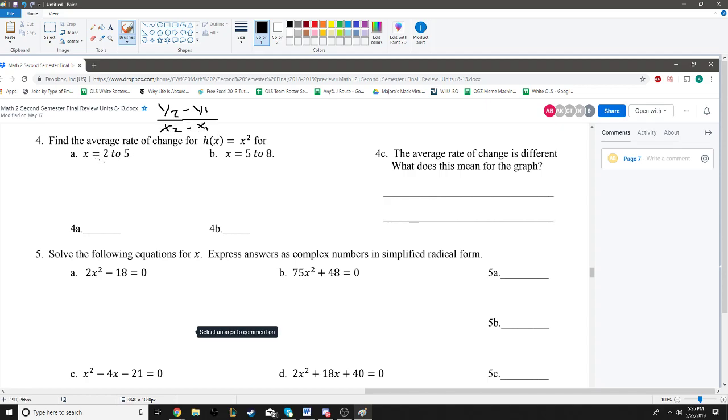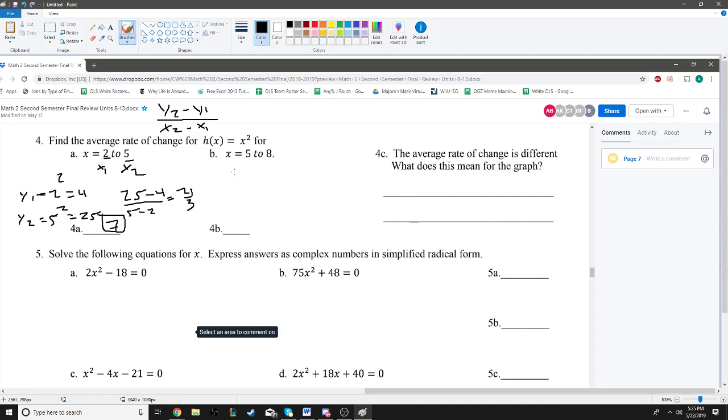Okay, so this number right here, that's x1 because that's the first x. That's x2 because that's the second x. We need to plug it into that function. So y1 is equal to 2 squared, which is 4. y2 is equal to 5 squared, which is 25. So you plug it into the rate of change, you have 25 minus 4, all over 5 minus 2. And that's 21 divided by 3 for an answer of 7.